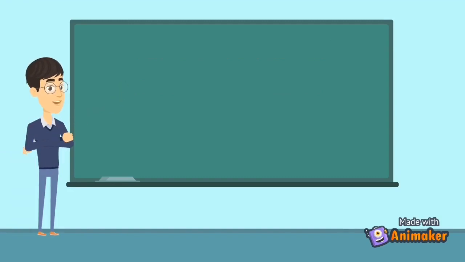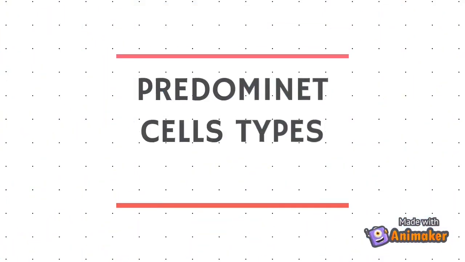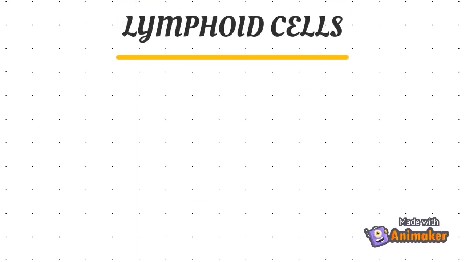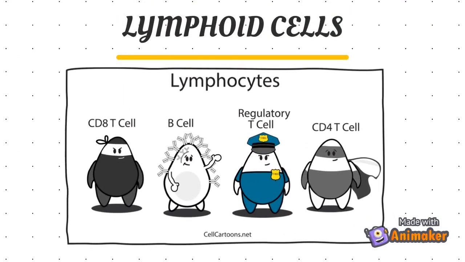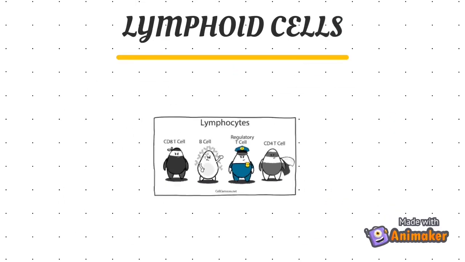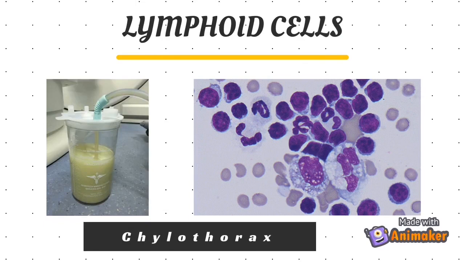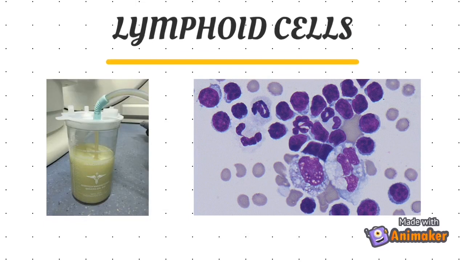Let me start with predominant cell types in body cavity. Now, I will share about predominant cell types in body cavity. The first one is lymphoid cells. Lymphocytes are formed from the stem cells in the bone marrow and then circulated in the blood to the lymphoid tissues. This cell can be observed in conditions including chylothorax, pseudochylous effusion and lymphosarcoma.